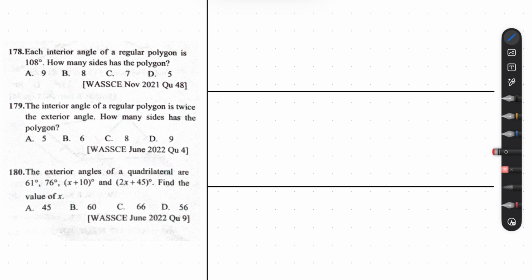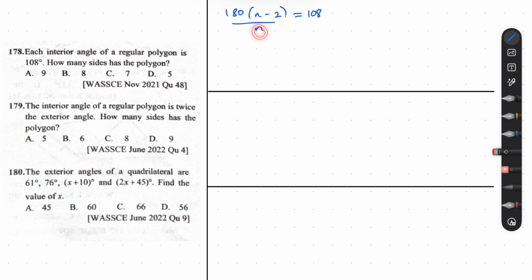The question says, each interior angle of a regular polygon is 108. How many sides has the polygon? We know that the formula for the interior angle of a regular polygon is 180(n minus 2) all over n, and we've been told it is equal to 108. So we just need to find n.